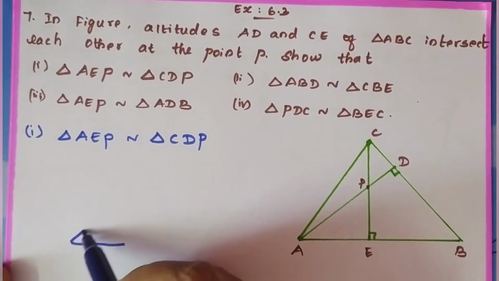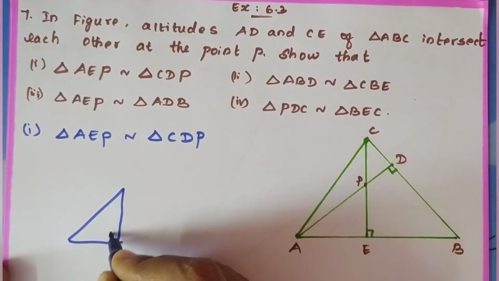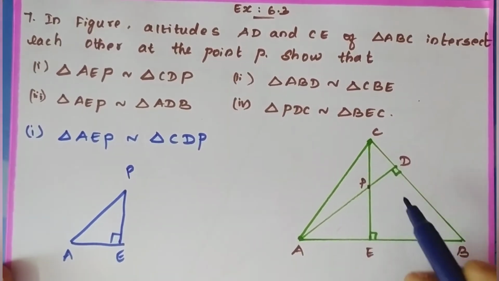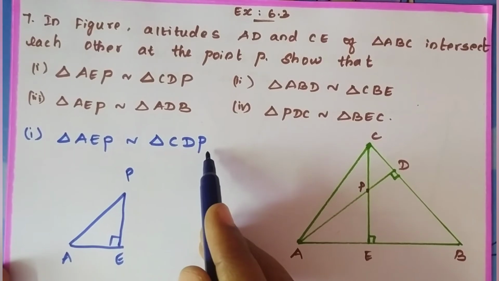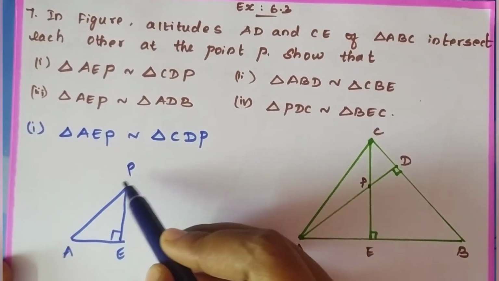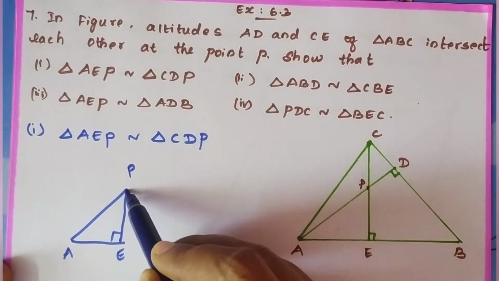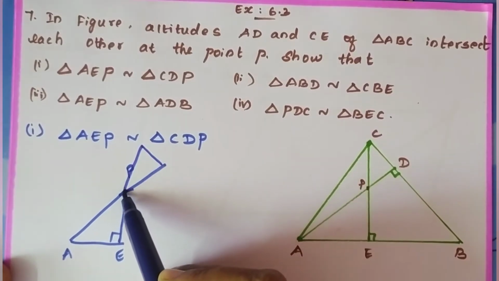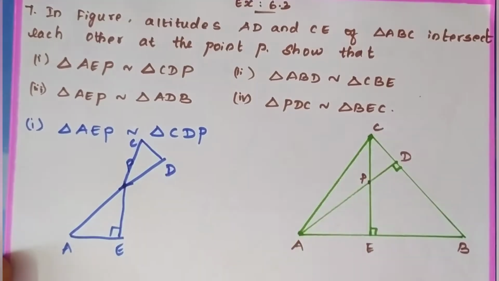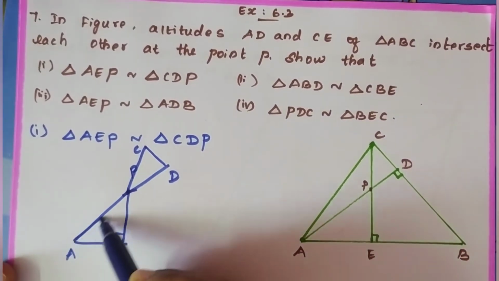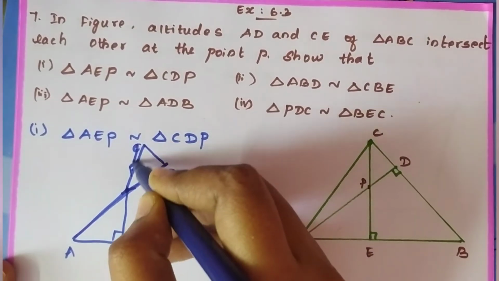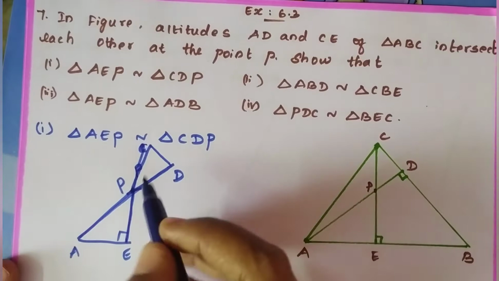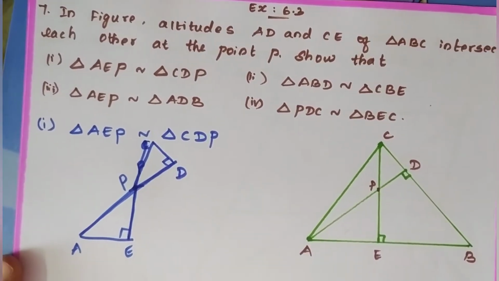AEP. This is 90 degrees. AEP, and then another one is CDP. Clear? Then now you have to prove that these two triangles are similar.